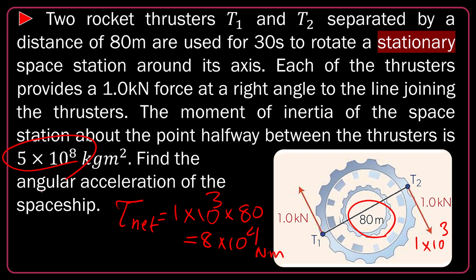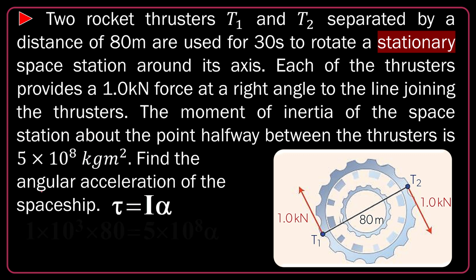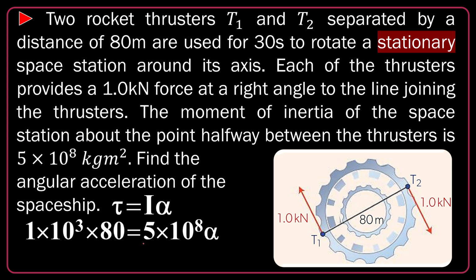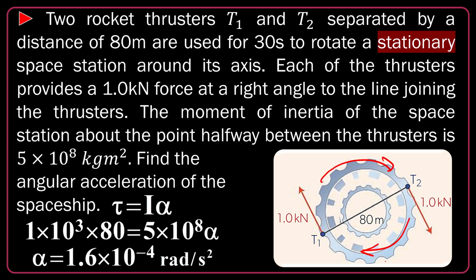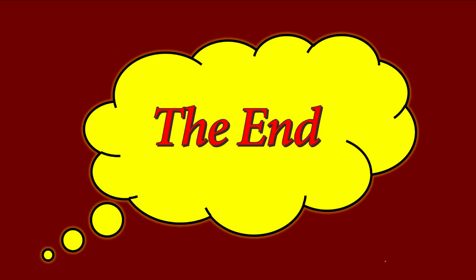And then we have the I. So we are done. Very easy. The I is 5 times 10 to 8. So we can easily get the result: 1.6 times 10 to the negative 4 radian per second squared. Of course, it seems to be clockwise. So it's a clockwise angular acceleration. Okay, we are done.